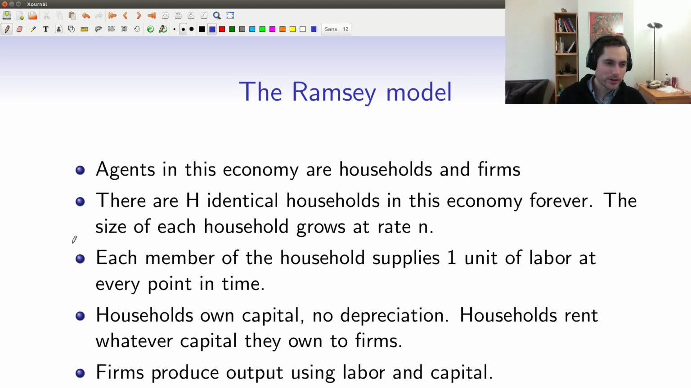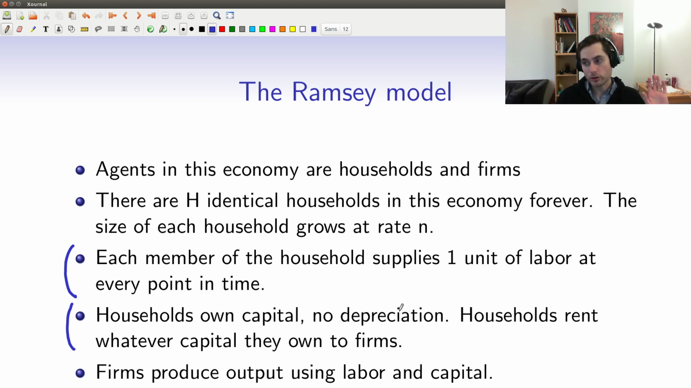So this is an important thing as well. We're going to assume that every member of the household is going to be supplying 1 unit of labor. In particular, the amount of labor that's supplied is not affected by the wage. Everybody works full time, and it doesn't matter what the wage is. You work full time. Period. Okay. Next one. Households are going to own capital, but there's not going to be any depreciation.